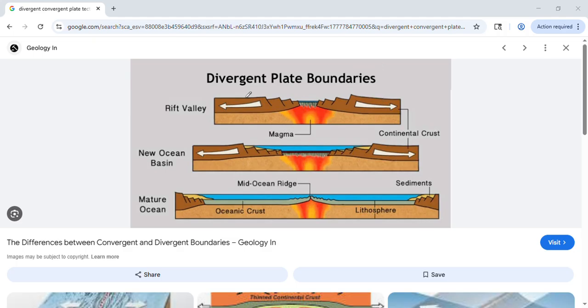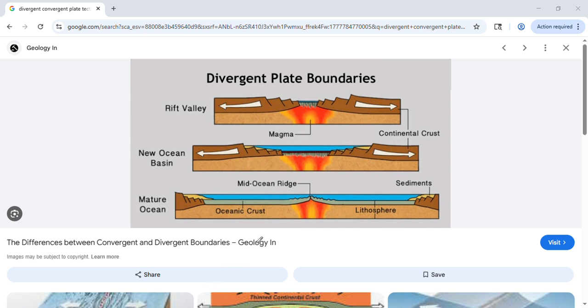Next question: how do transform faults differ from the other two? This is a transform fault. Unlike the others, transform faults involve horizontal sliding. So lateral or horizontal sliding is found in transform faults. There is no vertical movement or volcanic activity here.